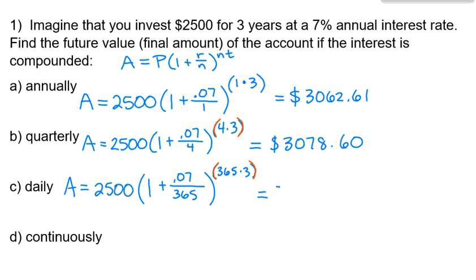And then we get $3,084.13, which is more than the answer to Part B because with daily compounding, you're earning interest on your interest 365 times a year rather than just 4 times a year or 1 time a year.